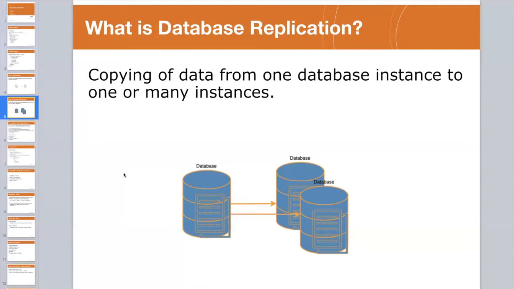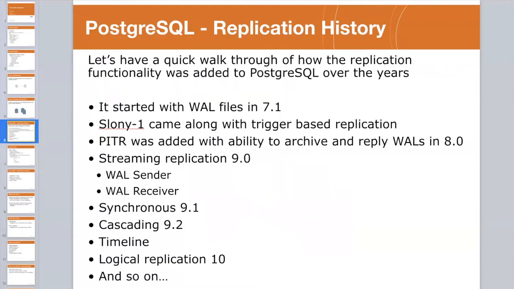While copying, we have to ensure that at a particular point in time, all the data is the same between master and standby. We will see how we accomplish that later in this session. But the concept is simple enough, that standbys have to maintain a copy of the primary or main server's data. So let's have a quick walkthrough of how replication was added to the Postgres server.